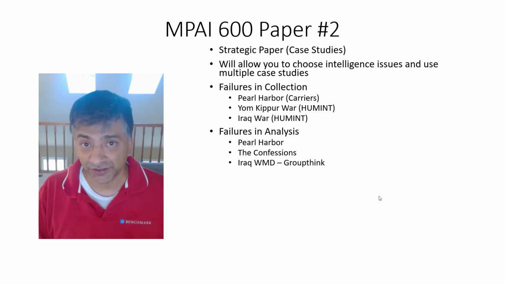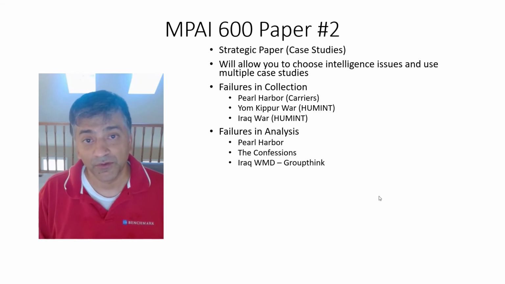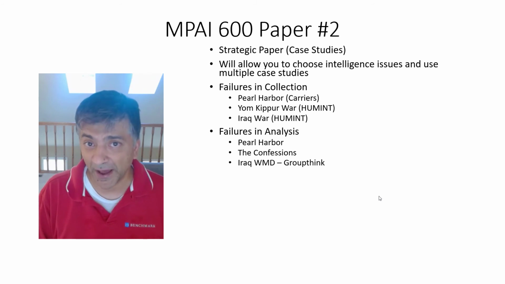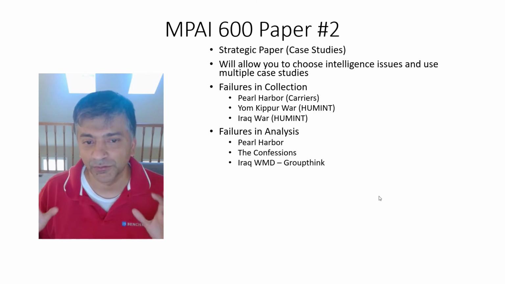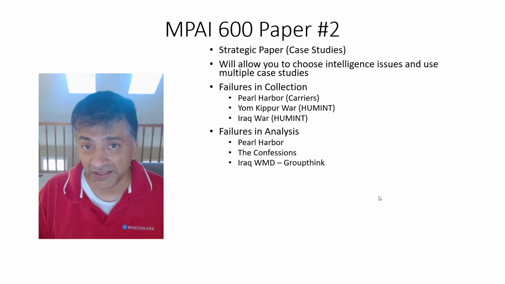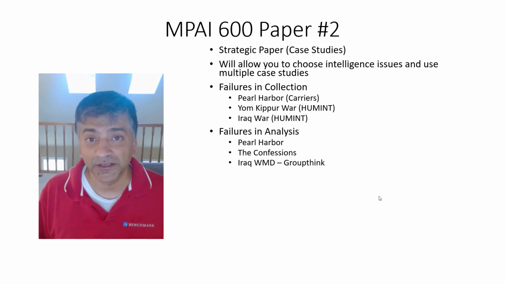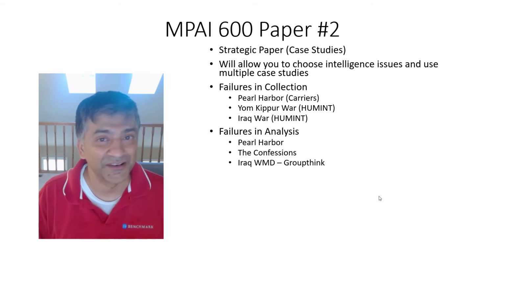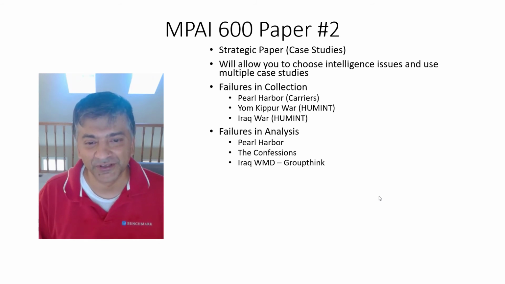The confessions, as we talked about a few weeks ago: groupthink, negative evidence, vividness bias, all of these elements were aspects of analytical failure regarding the confessions case study. And then finally, Iraq WMD, again, groupthink, negative evidence, vividness bias, all those same analytical failures that we just talked about were failures in analysis, if you're going to talk about the Iraq WMD case study.